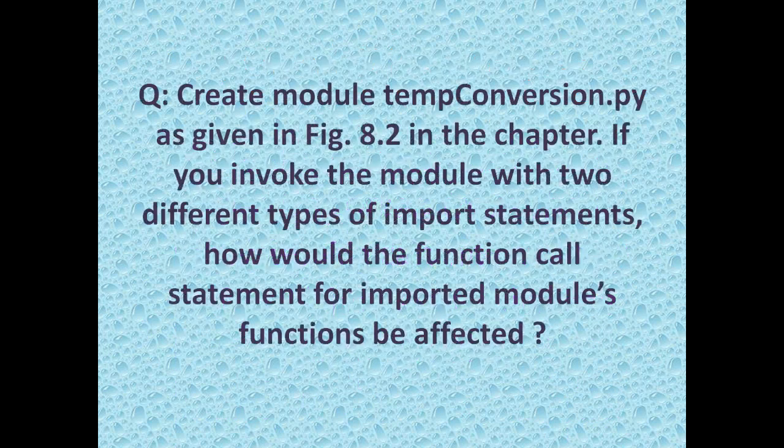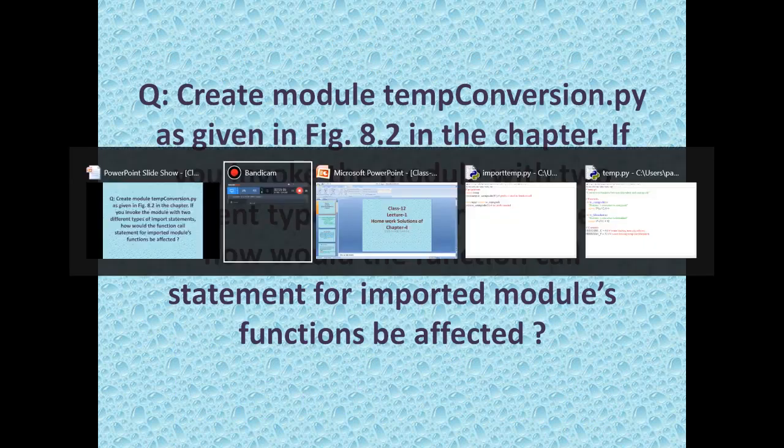The next question is: you have to create a module tempconversion.py as given in figure 8.2 in the chapter. If you invoke the module with two different types of import statements, how would the function call statement for imported module's functions be affected? So I am just showing you the program.